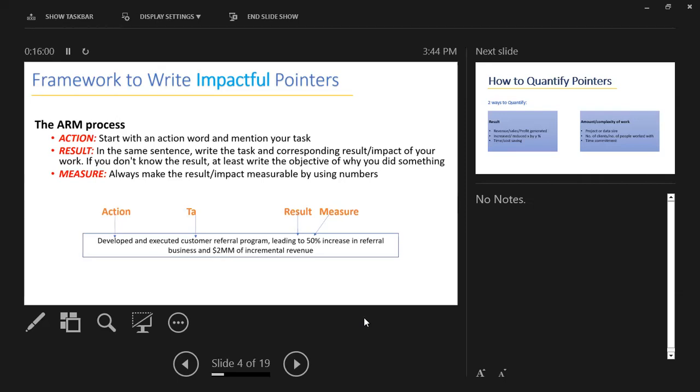For example, it says: developed and executed a customer referral program leading to a 50% increase in referral business and $2 million of incremental revenue. So what was the action? You developed and executed this customer referral program. The result was an increase in business, and the measurement is 50%.